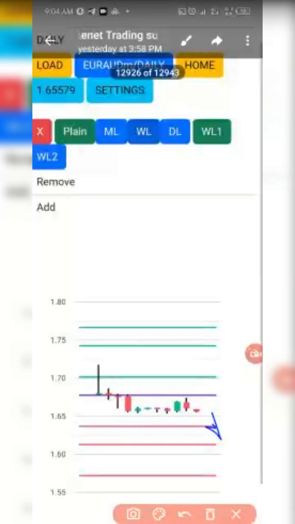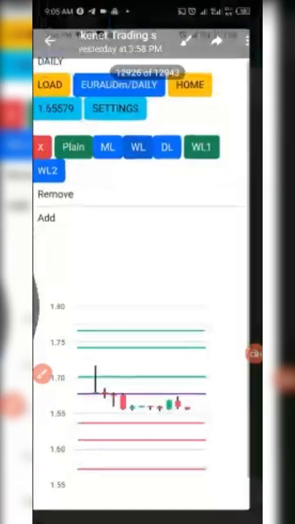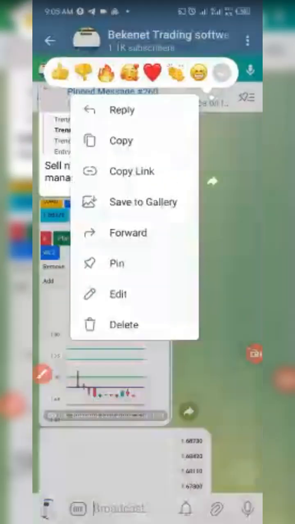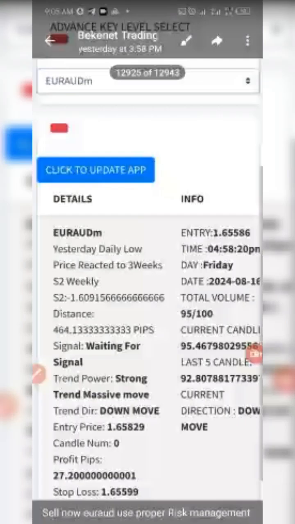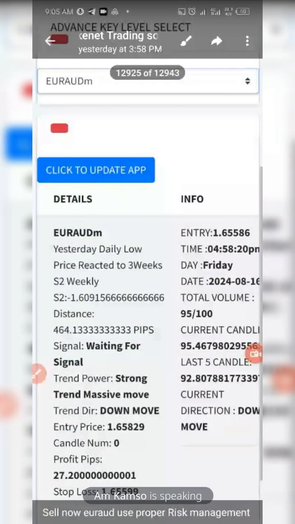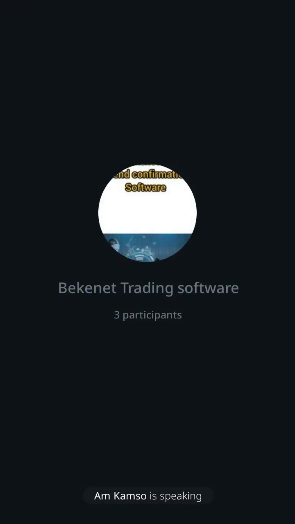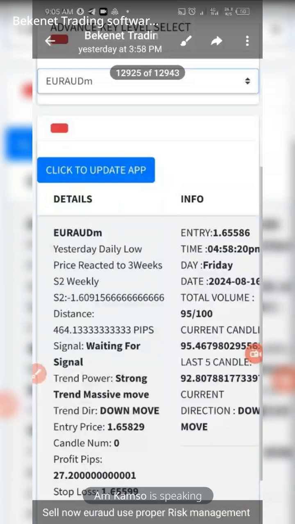So the software is very, very simple. If you can read and write, just like what I just showed you now, if you know how to read ABC, the trend direction, down move, 0 candle, 1 or 2, that's the only thing you need to know. Okay, but when it comes to candles, if there should be a number like 1 candle, what does that signify?